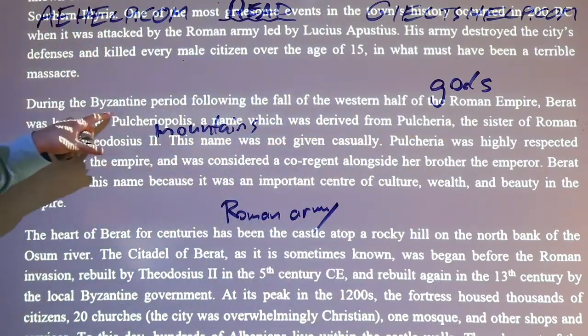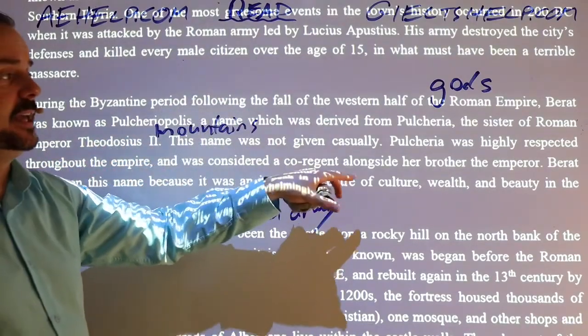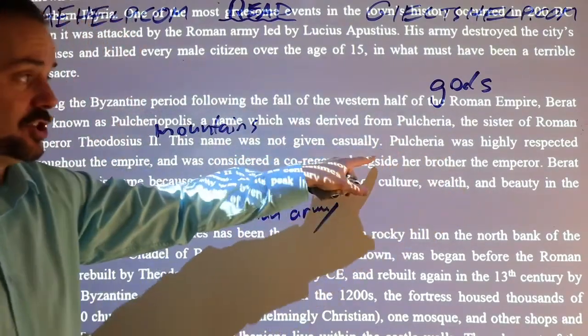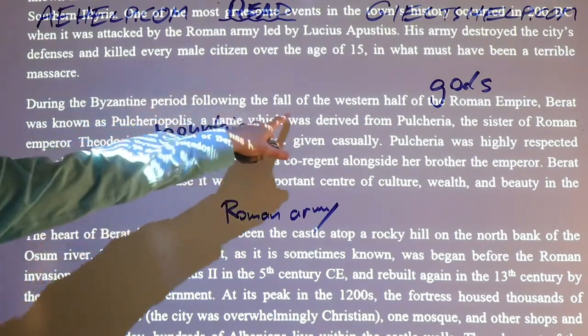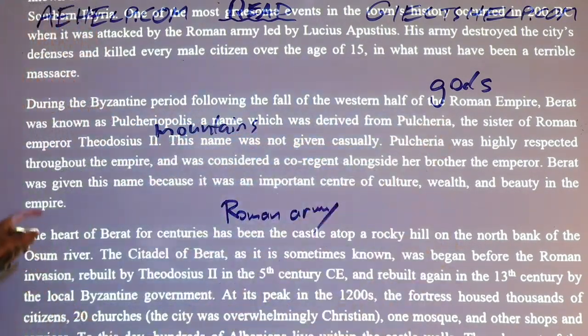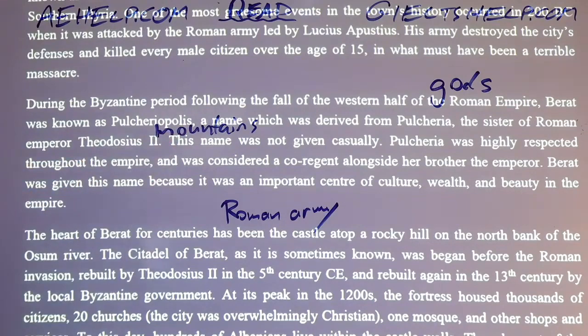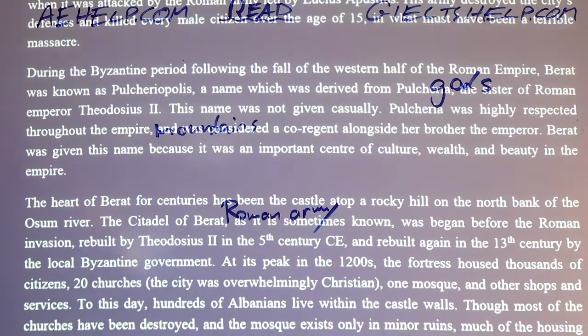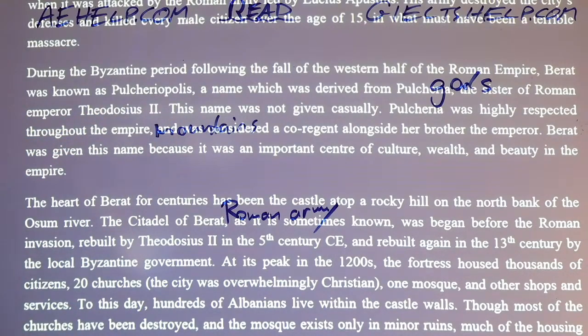So during the Byzantine period, now here I don't rush, okay? What sometimes happens is a candidate would quickly put Pulcheria in there, which is the actual name of the empress, and they would get that wrong. So I would go from here. During the Byzantine period, following the fall of the western half of the Roman Empire, Berat was known as Pulcheriopolis. You see that? Pulcheriopolis. So that's the answer. Now, let me teach you something interesting.